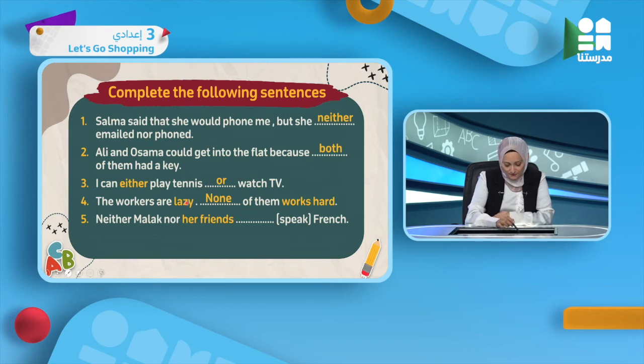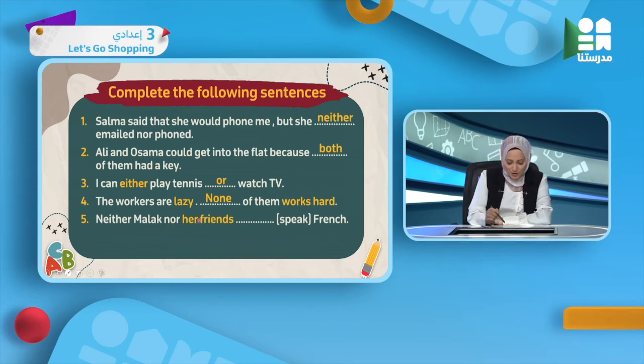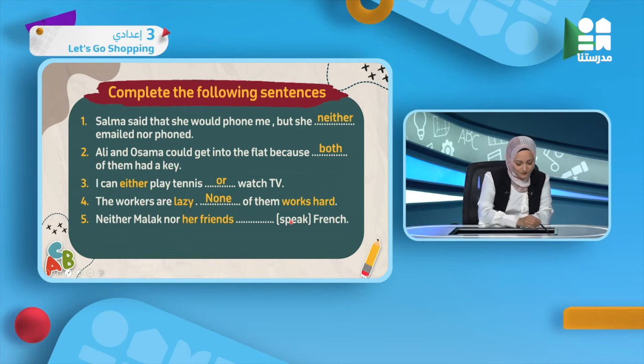Neither Malak nor her friends speak French. I have neither nor. Here the verb has two subjects, Malak and her friends. Which one is going to be used for this verb? For this rule, I stick to the subject that is after nor. If after nor I have plural, then the verb has to be plural. If singular, then singular. After nor, I have her friends, a plural word, so speak also has to be plural.